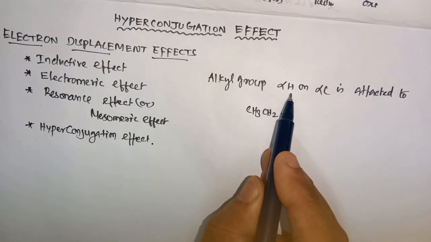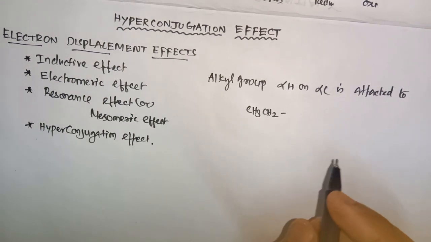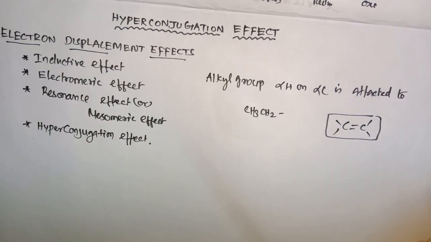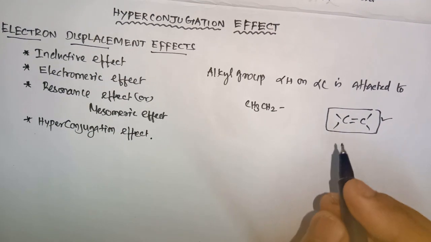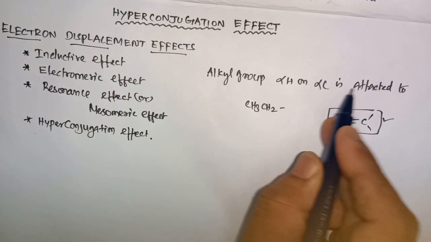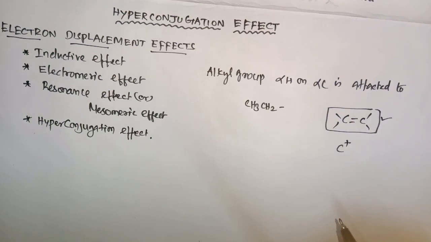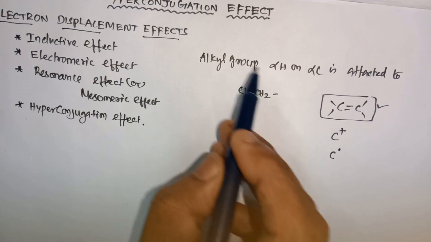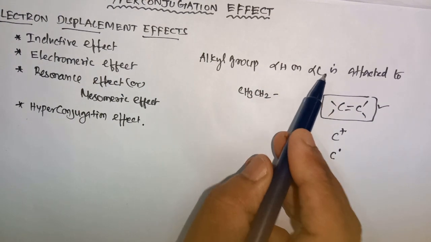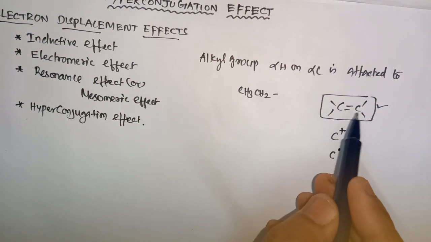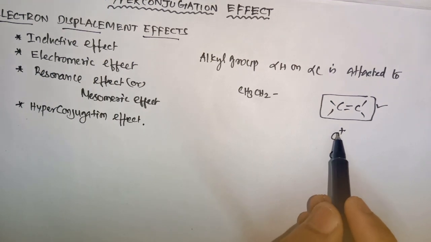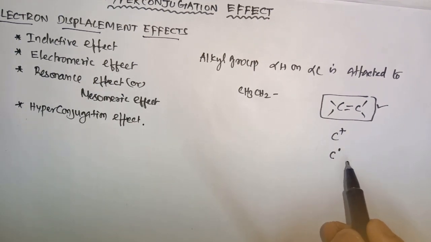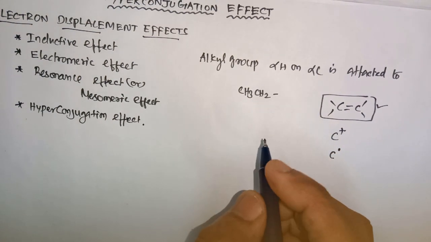When an alkyl group having alpha hydrogen on the alpha carbon is attached to a carbon-carbon double bond containing system, that is, attached to an unsaturated carbon atom, or attached to a carbocation, a carbon having positive charge, or attached to a free radical, a carbon having a single electron, in this case this alkyl group is able to release electrons.